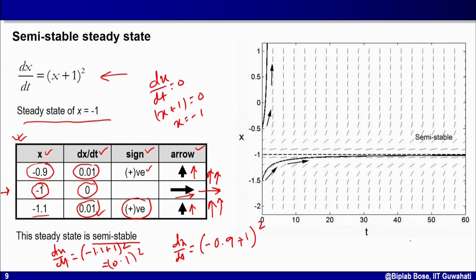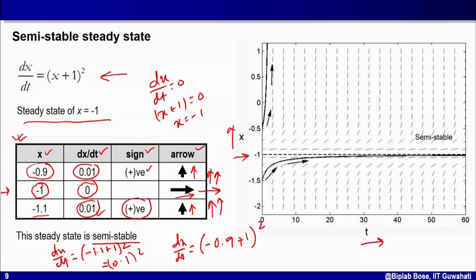Let us look into the direction field of this. I have t in this axis, x in this axis. What we have plotted? We have plotted the arrows. The arrowhead has not been given to keep it clear. This has only one steady state, that is minus 1. So I have drawn a dotted line here.